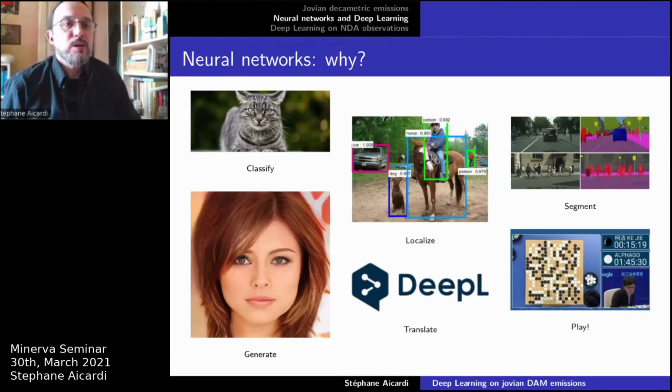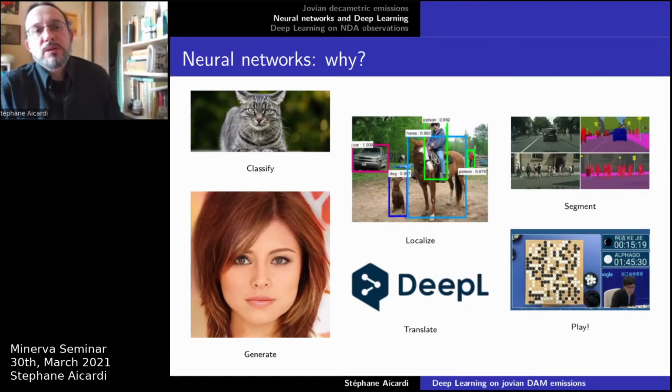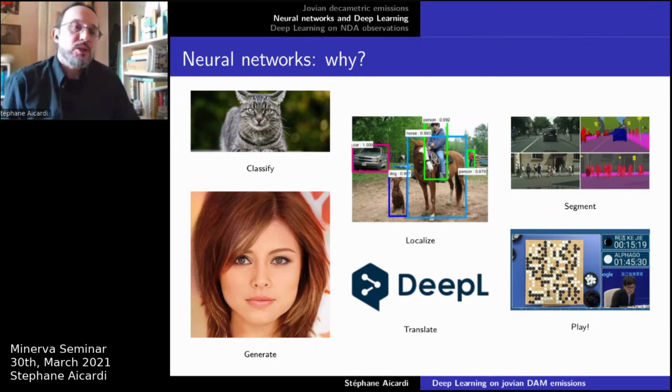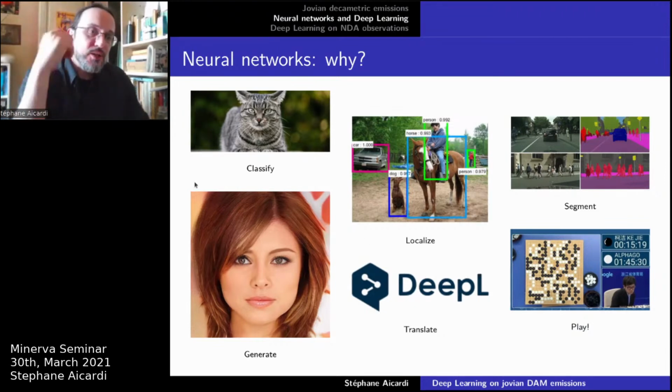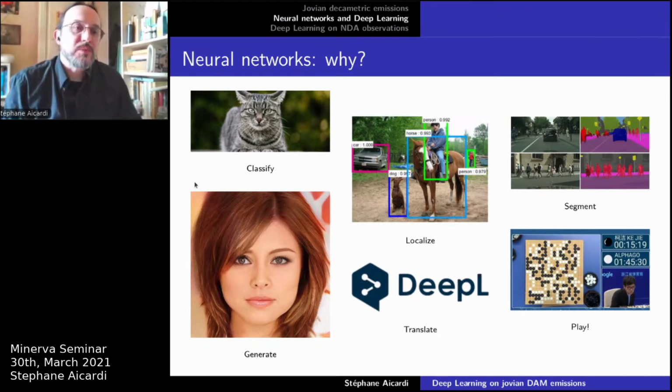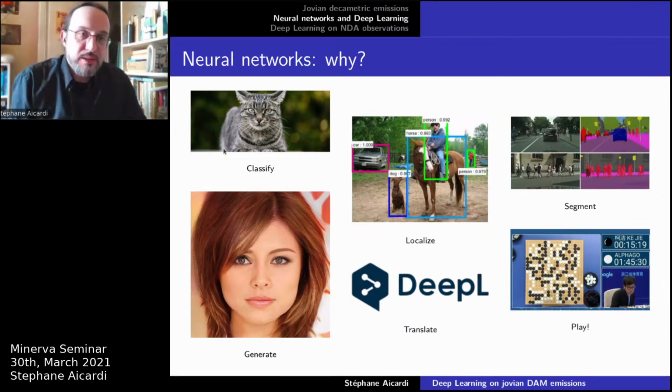Now I will talk about neural networks and deep learning. So what are we trying to do with this? We can try to classify data. The first example is to classify cats and dogs, hence the cat picture. We can then try to localize some objects of interest in a picture.